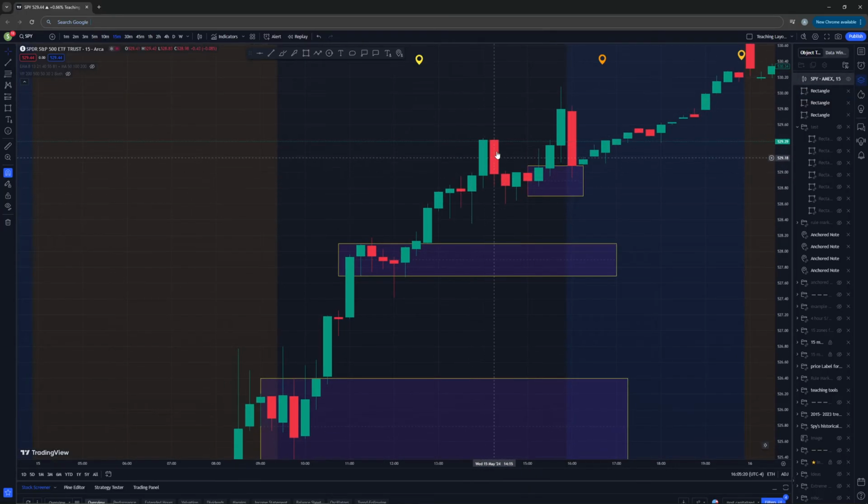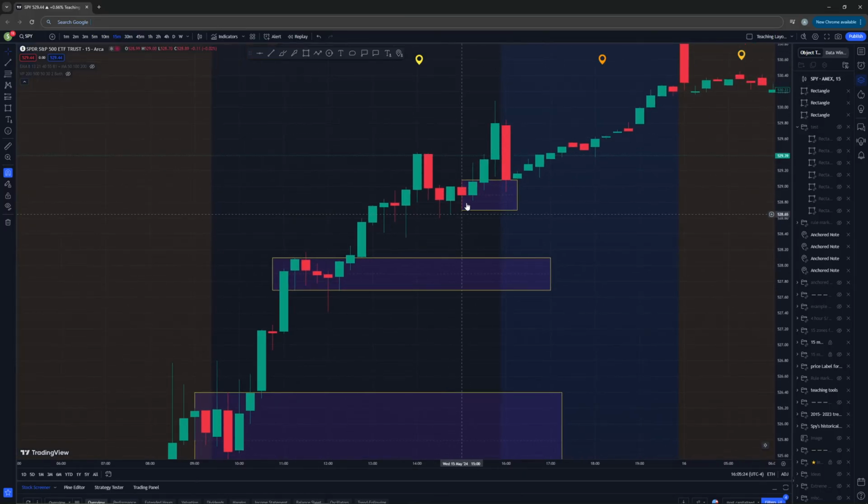You only got 2, and then you only got 2 here. That's not a supply and demand zone. Since you got it here though, and it's 15 minutes before the market closes, that's perfect. That's exactly what you need.